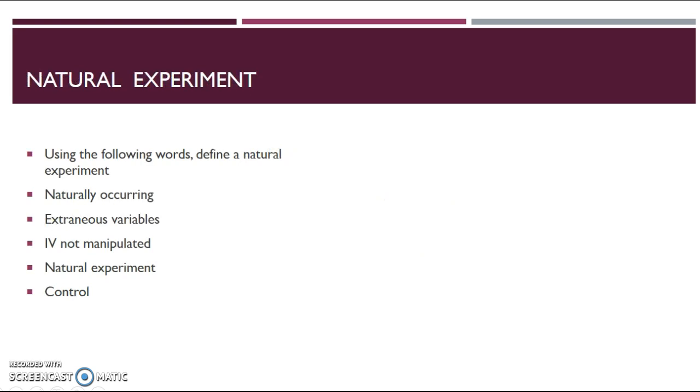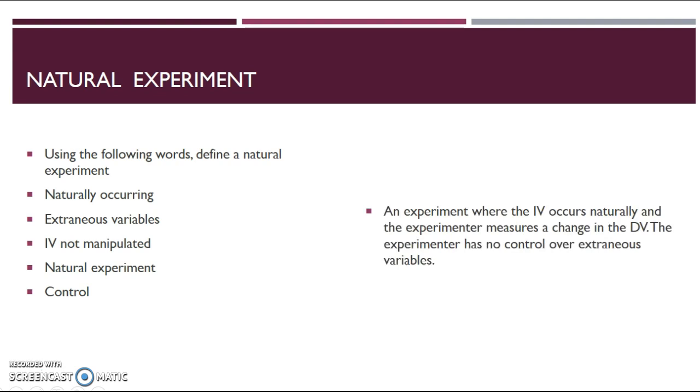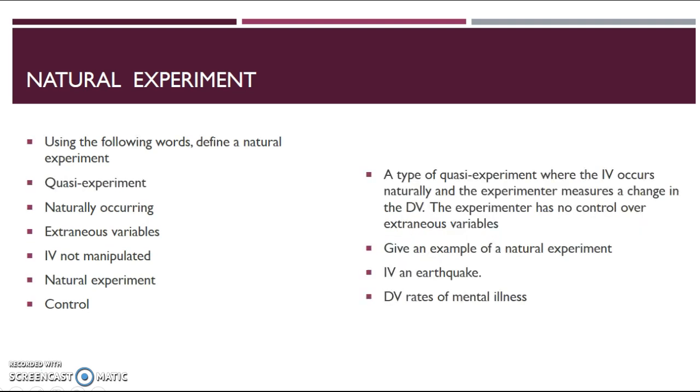So using the language about a natural experiment down the left-hand side there, write your own definition, not forgetting to pause the video, and check if it's something similar to this. Maybe you might want to come up with your own version of a natural experiment using the idea of an earthquake as the independent variable and rates of mental illness as the dependent variable. Okay, let's move on to the next one.